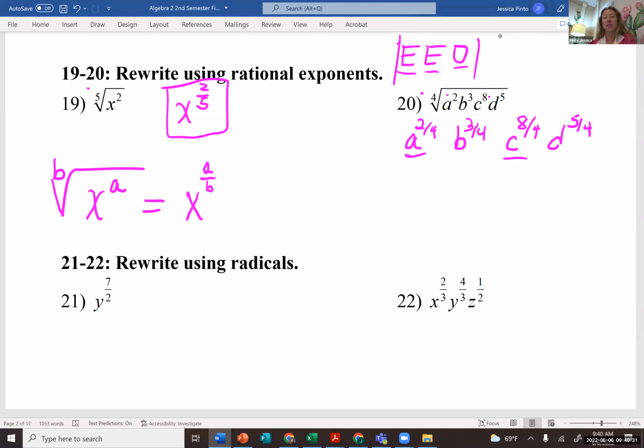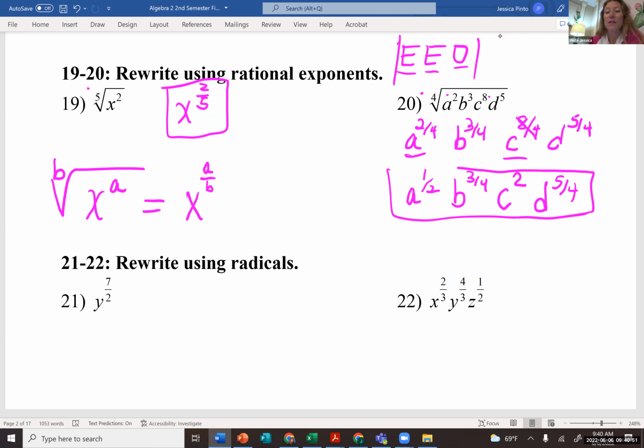A is going to reduce just the fraction 1/2. So I'm going to have A to the 1/2 power. B stays as 3/4. C is going to simplify all the way to 2, which is an even, even, even. I don't need absolute value. And then D is going to simplify to 5 over 4. It doesn't simplify any further. So this is my final answer where I just simplified those fractional exponents.